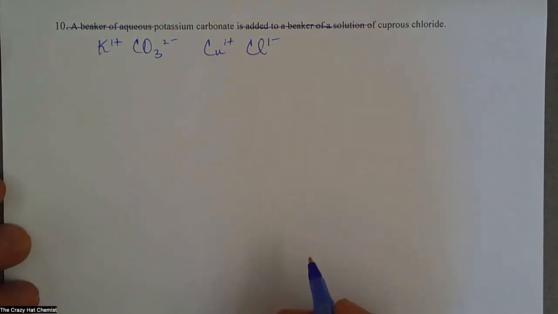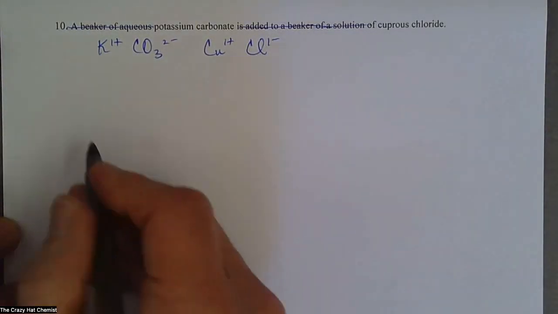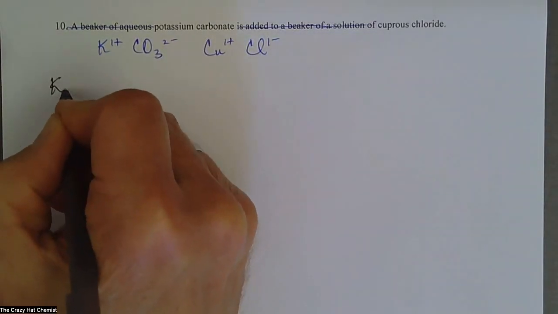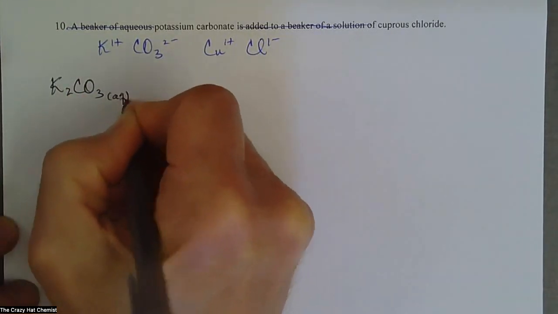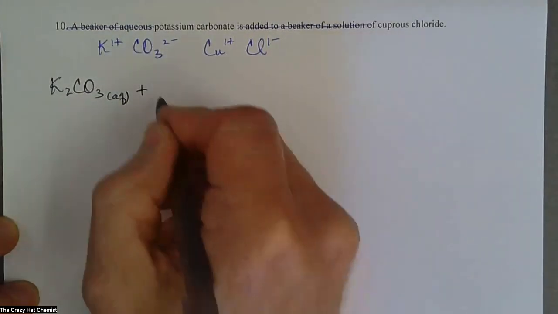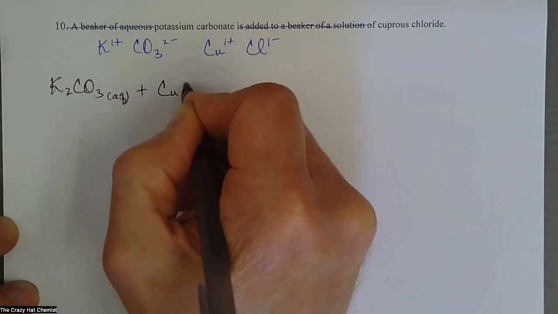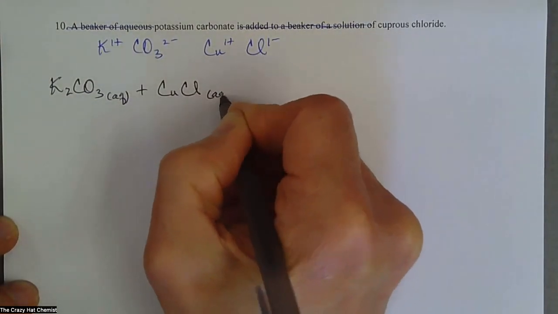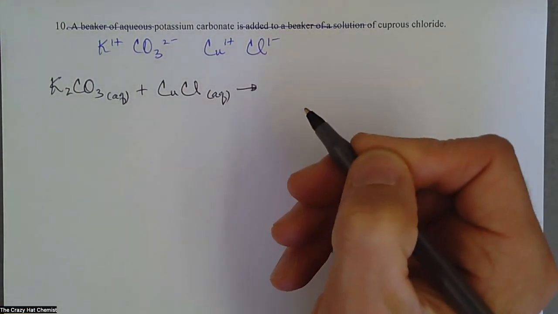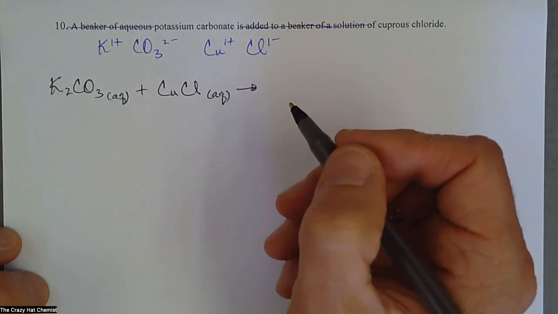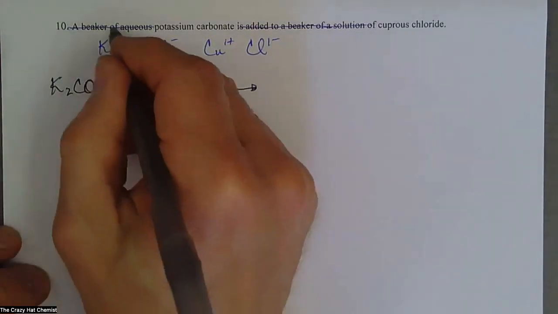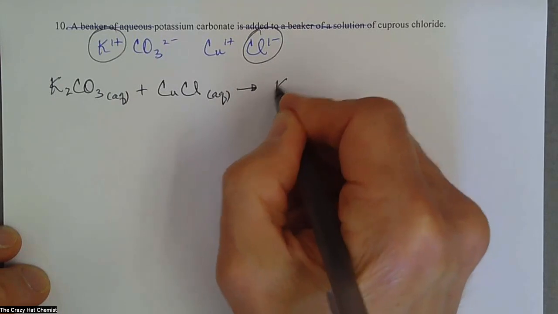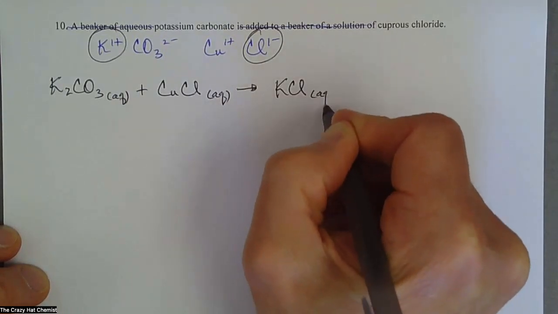All right, so here we go. Double displacement, double replacement reaction. K2CO3, that's aqueous. Anything with potassium in it is aqueous. And then CuCl. Chlorides, bromides, and iodides are aqueous except for silver, mercurous, and plumbous, and this is not one. So potassium and chloride are going to get together. That's KCl, and that's going to be aqueous, most certainly.